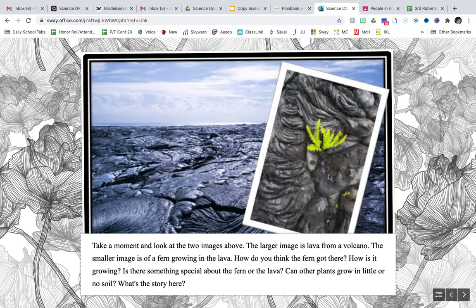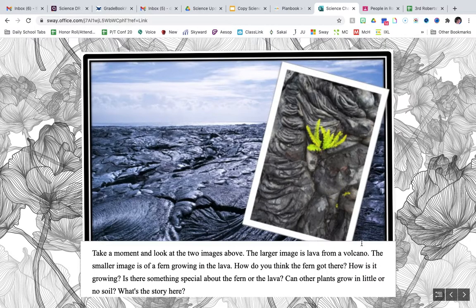So how did that fern get there? How is it growing? Do you think there's something special about the fern or the lava? Can other plants grow in little to no soil like this fern? In other words, what is going on in this image? Well, that is what we're going to talk about in today's lesson.